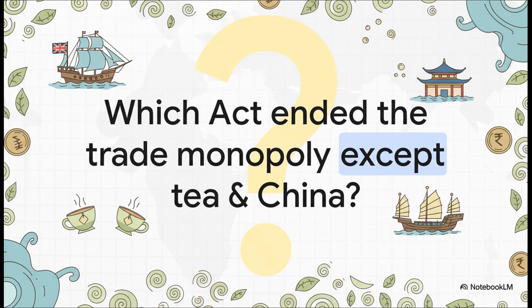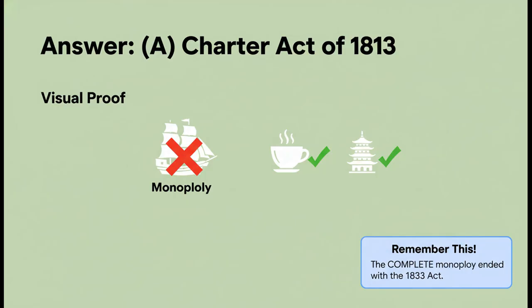First question up, I want you to think back to those Charter Acts. Which one of them ended the trade monopoly, except for tea and the China trade? The keyword you have to watch out for is except. The correct answer is A, the Charter Act of 1813. And remember why. The complete end of the monopoly came 20 years later in 1833. It's a subtle difference, but it's a classic exam trap. Okay, let's move on to the next one.